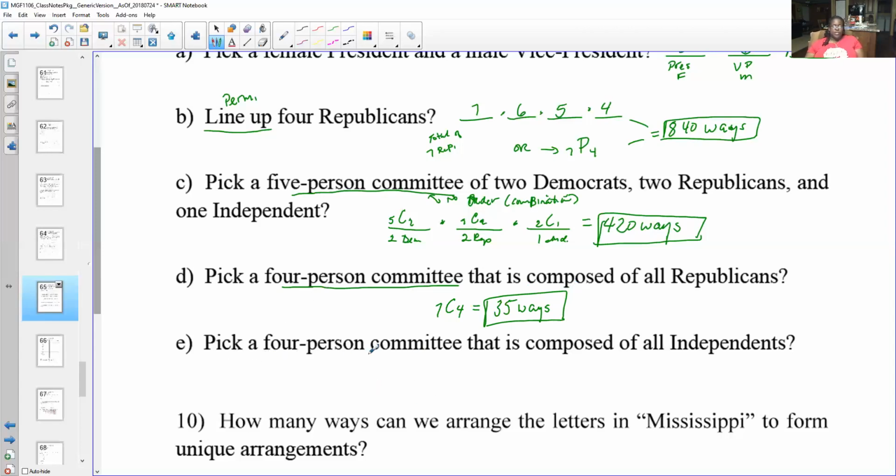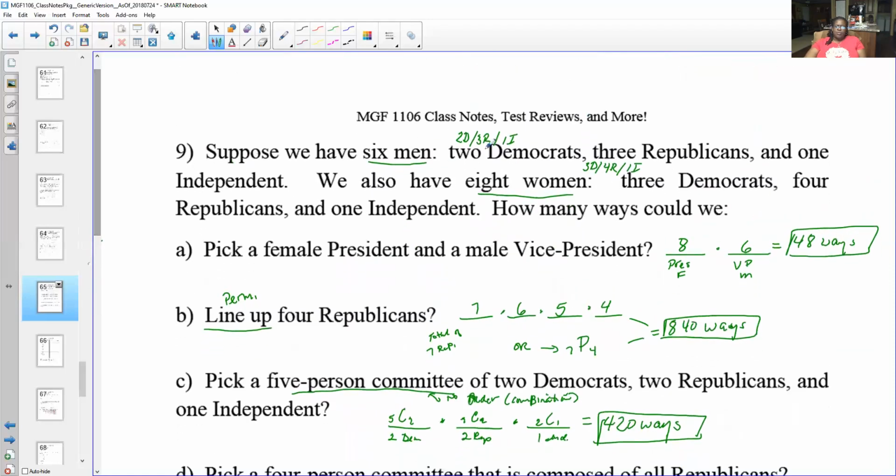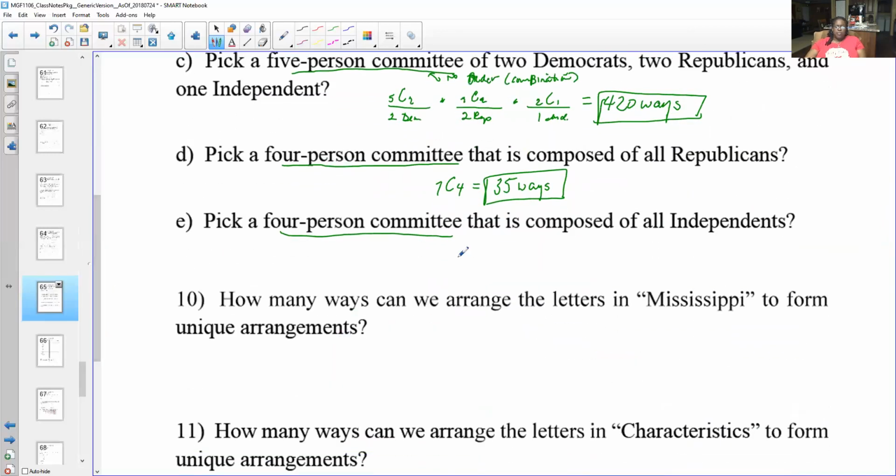E, pick a 4-person committee, again, that is composed of all independents. Now watch it. How many independents did we have? We look back up here, we only have a total of 2. Now what did we say before? When we set this up, you have only a total of 2, and you have to choose 4. Is that possible? No. So you have 0 ways that you can choose this 4-person committee. You only have 2, right? So not possible.